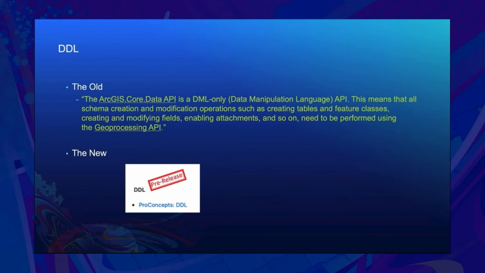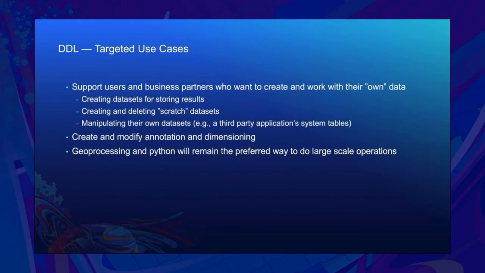And we've gotten a lot of feedback about that over the years, and all of it is, we want to use C#. Please don't make us do this. So you may have noticed at 2.7, we have DDL available as a pre-release, and that will be part of the official product at 2.8. So for our DDL API, we have a specific set of use cases that we're targeting. Mostly it's for users and business partners who want to create and work with their own data. You know, they want to manipulate their own data sets.